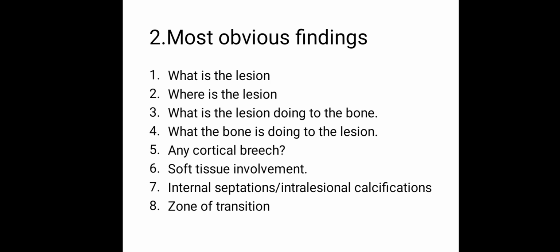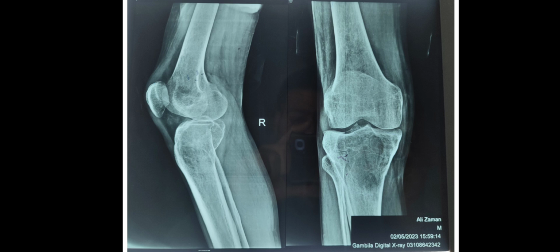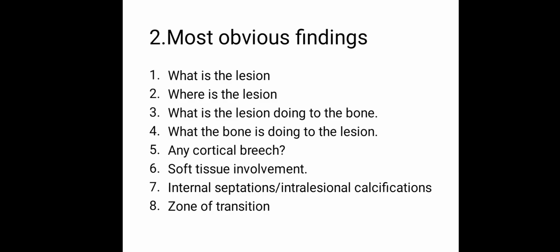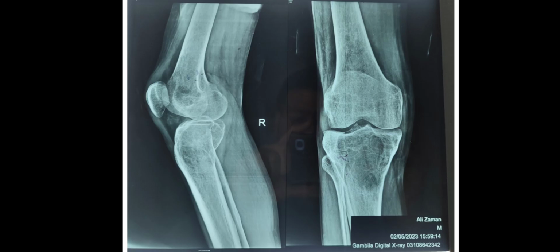The fifth question is, is there any sign of cortical breach? So on AP view, the lateral and medial cortex seem intact. On lateral view, the posterior and anterior cortex also seem intact, but superiorly the lesion seems to be bridging the cortex into the joint space. Then there are no signs of soft tissue involvement. The lesion seems to be confined to the bone.